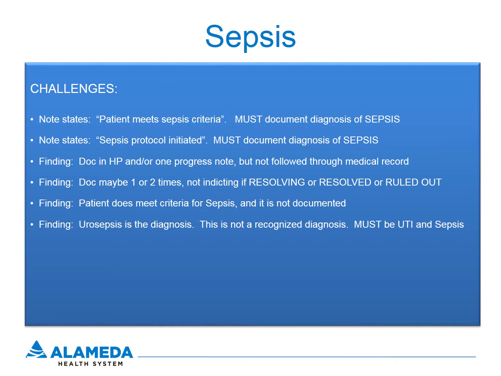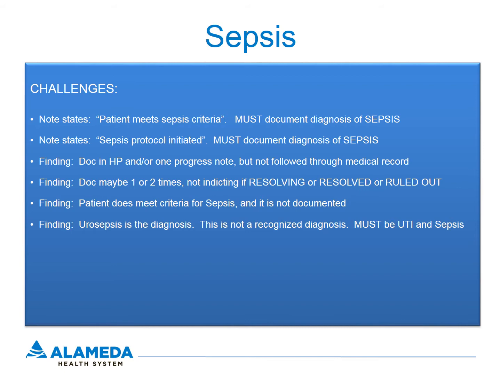Which leads me to the next one, which is we'll have a finding where you might document sepsis one or two times and not throughout the medical record. And it's not obvious if the diagnosis was actually ruled out. So if you do suspect it on an H&P and maybe the first progress note, but you don't suspect it after that, you must document sepsis has been ruled out. It's very important. Otherwise, we'll have to query.